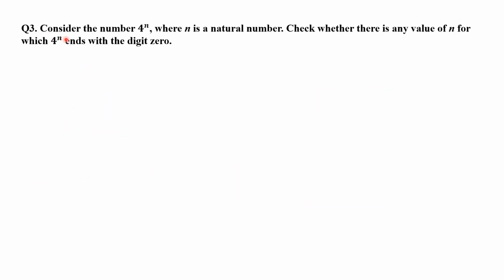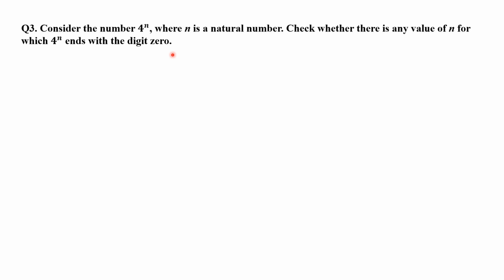Now next example. Consider the number 4 raised to the power n, where n is a natural number. Check whether there is any value of n for which 4 to the power n ends with the digit 0. Okay. The question says is it possible to take any value of n, a natural number, such that the number will have 0 in the unit place. Suppose 4 squared, 4 into 4, 16. 0 is not there.